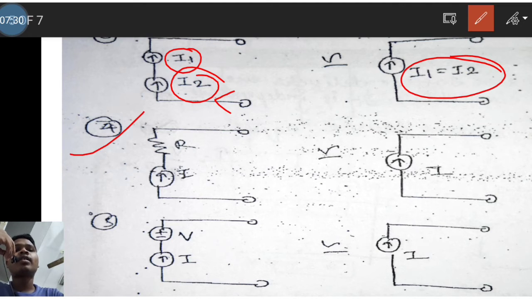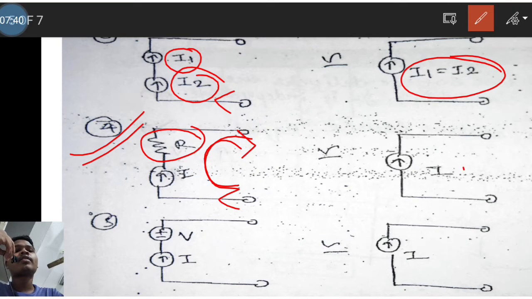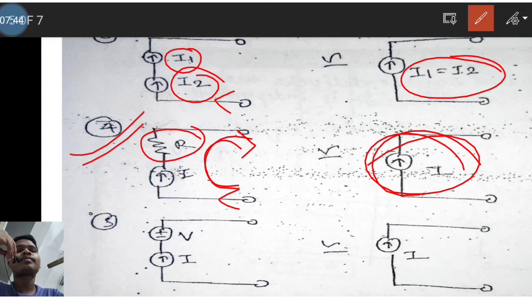See case number 4. Here one resistance is connected across the same path, so the current will be the same. Current does not change; it will be the same. Now see case number 5.